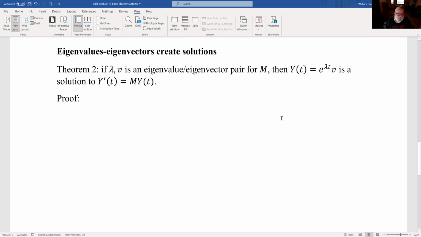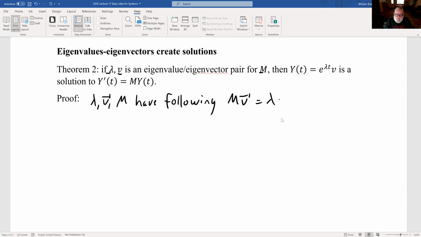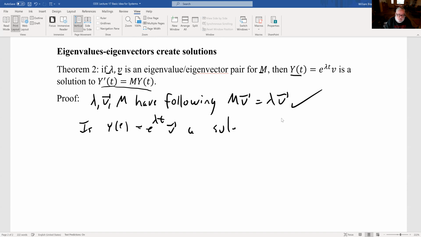So why do eigenvalues and eigenvectors create solutions? Suppose lambda and v are an eigenvalue, eigenvector pair for M, then y equals e to the lambda t times v is a solution to this. Being an eigenvalue eigenvector pair means you have the following property: M times v equals lambda times v. So what we want to know is, is y(t) equals e to the lambda t v a solution to y prime equals M y? How do you check that? Plug it in and see if it works.